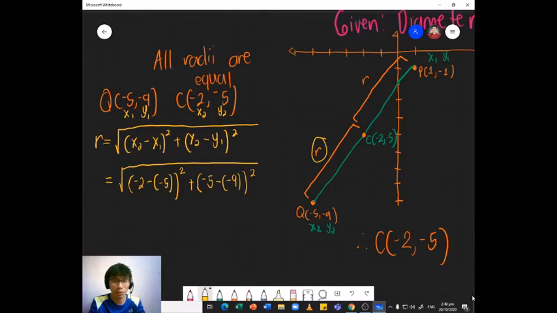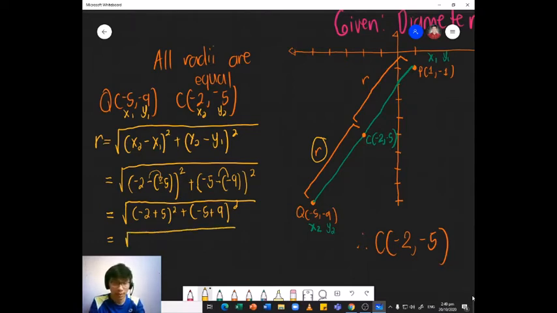Okay, so we already substituted everything. Let's simplify this. We multiply the negative and negative inside, so it becomes positive: negative 2 plus 5 squared, plus, same thing here, negative and negative is positive, negative 5 plus 9 squared. Continue simplifying. Negative 2 plus 5 is positive 3, squared is 9. Plus negative 5 plus 9 is positive 4, 4 squared is 16.